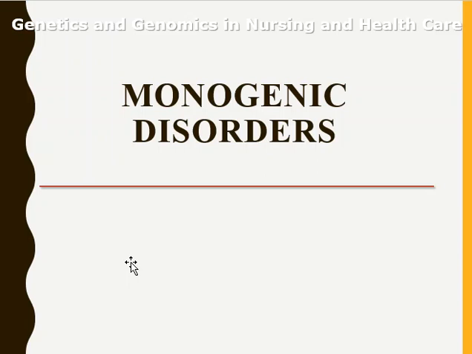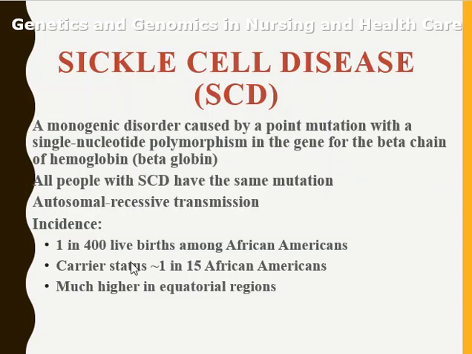Okay, we're going to talk about monogenic disorders. Monogenic disorders are disorders arising from a single gene mutation, and they are transmitted in an autosomal dominant, recessive, or sex-linked pattern. So we're going to start with sickle cell disease, which is a monogenic disorder caused by a point mutation with a single nucleotide polymorphism in the gene for the beta chain of hemoglobin. All people with sickle cell disease have the same mutation, so there's not a lot of variation there.